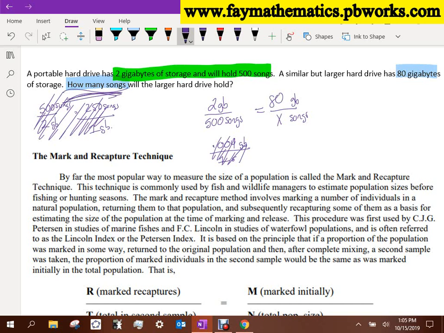Okay. So now when I cross multiply, you get 2X equals, now what's 5 times 8? 40. And then you have 100 times 10, right? So I get 40, and then I'll have 3 more zeros on it. So now if I divide by 2, what do I get? 20,000. So it tells me 20,000 songs.